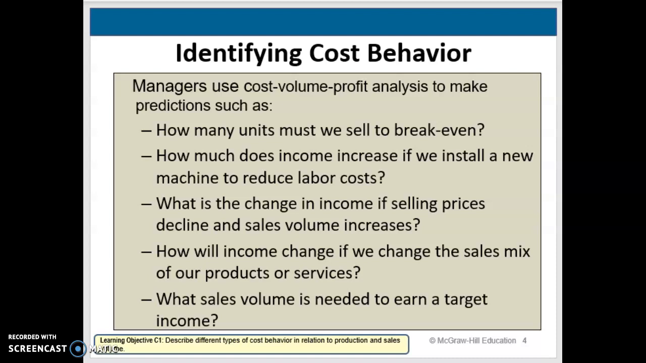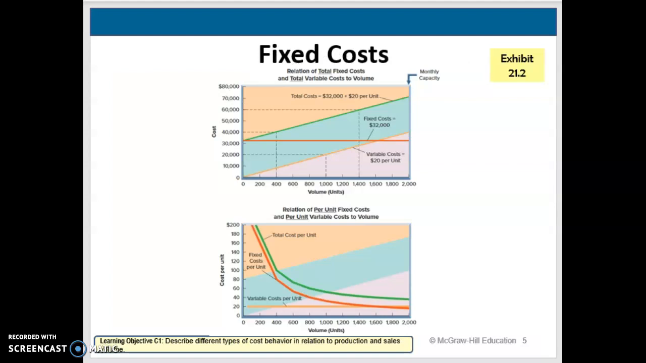So let's look at some of the types of costs that we can have. Our first one is a fixed cost. A fixed cost means that it remains unchanged no matter how the volume and activity changes within a relevant range. And that's true for all of these.